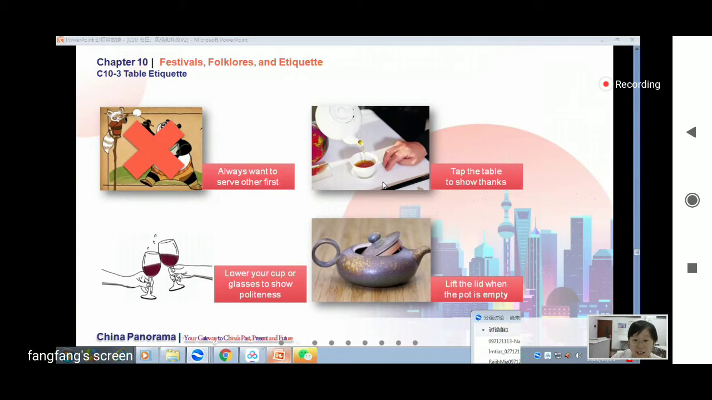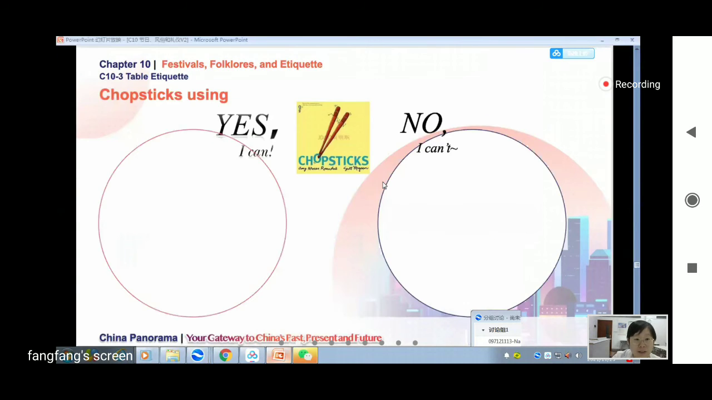And the next table etiquette is about using chopsticks. Do you know how to use chopsticks? If you can use chopsticks, please put a heart here. And if you can't, put a heart here. Yes. No.